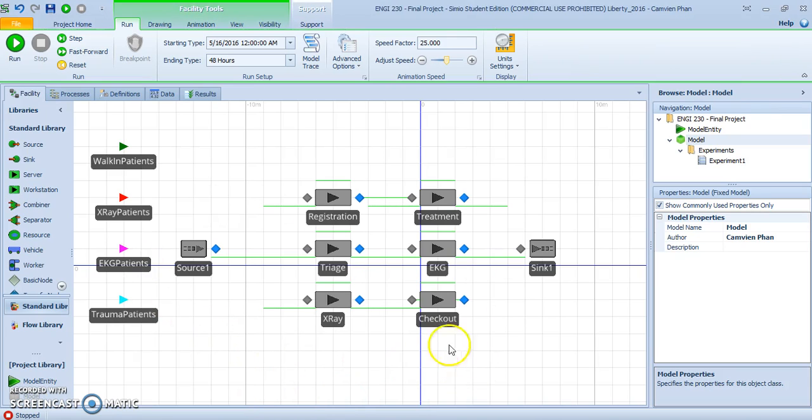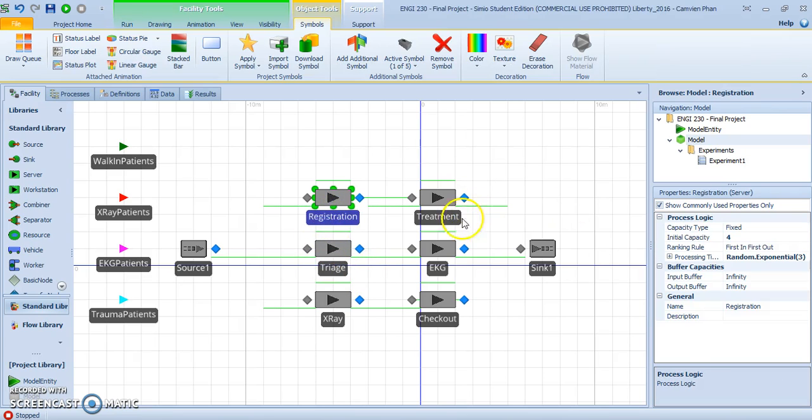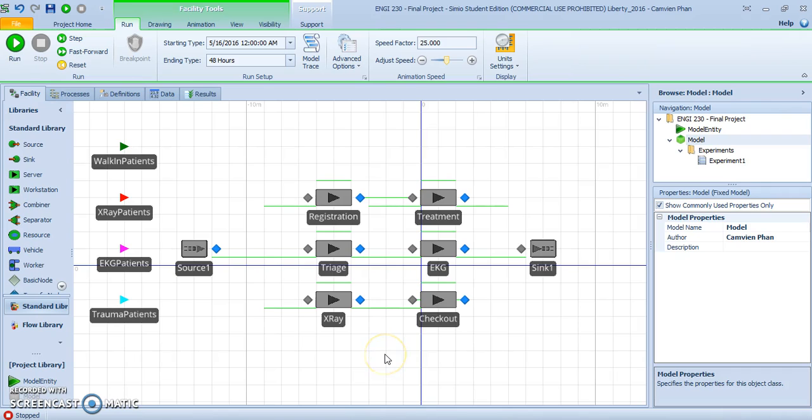This is the simulation. Something to note: registration, we already talked about this. The initial capacity was 2, and check out, the capacity was 3. And what was it? So there was something else changed. This was 1. So these are changed because I was trying to optimize it.